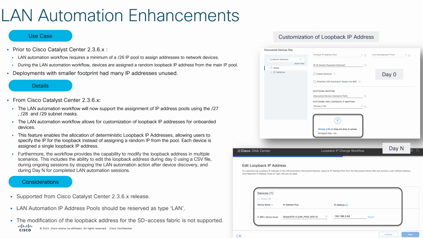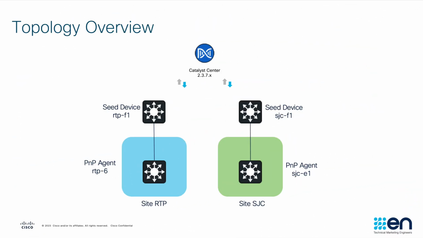From 2.3.6 onwards, the workflow will now support assigning smaller IP pools that becomes especially useful for deployments with smaller footprint. We can now customize loopback for the discovered devices during day 0 or day N state. However, later modification of loopback for SD Access Fabric is not supported as of today. Let's now have a look at how this is done.